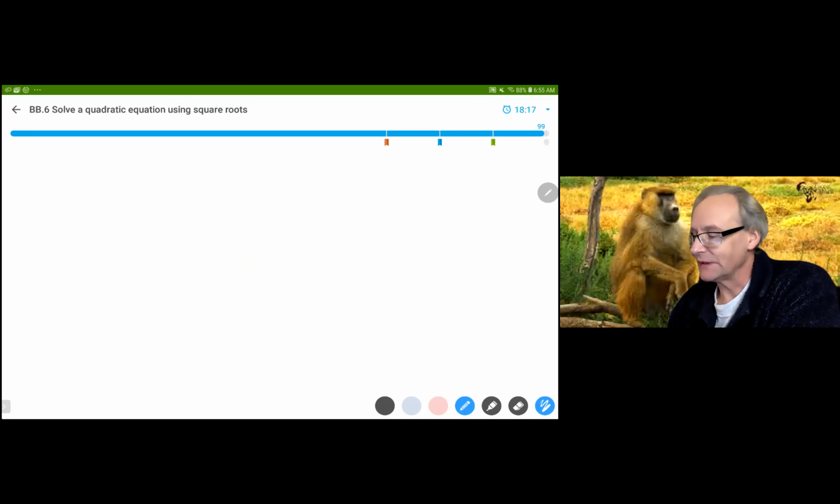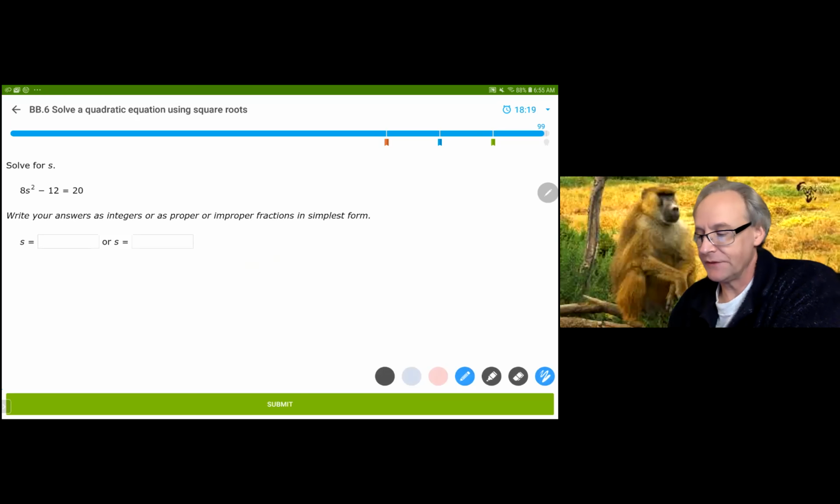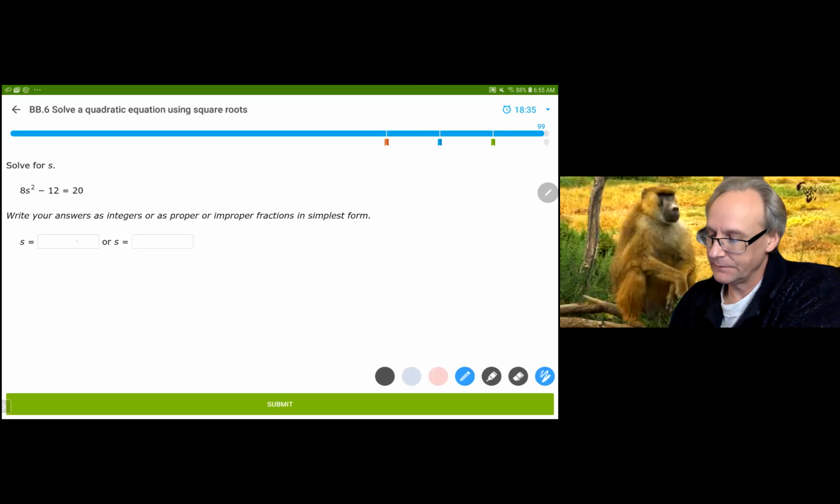And we have one last one. We're going to add the 12 to both sides. Can you do it in your head? I'll bet you can. Add the 12 to both sides, so you get the 32. Divide by 8. Yep, you get 4. And then you take the square root and you get plus or minus 2. So there it is.